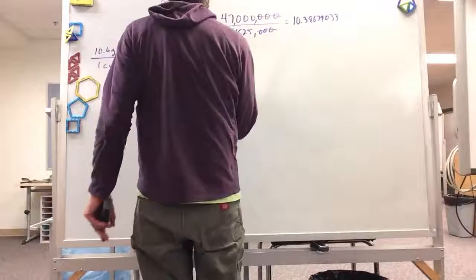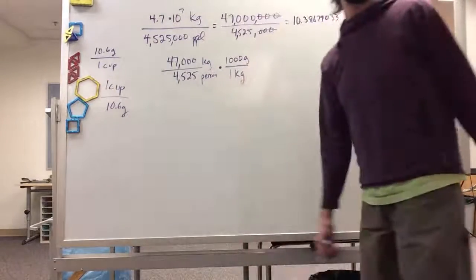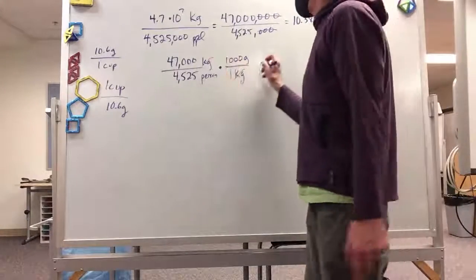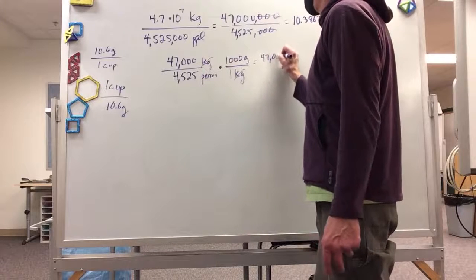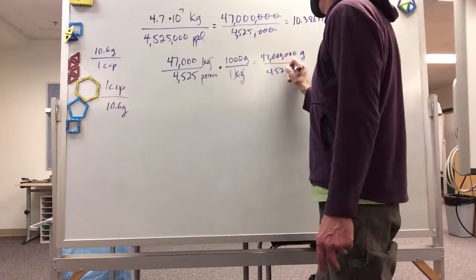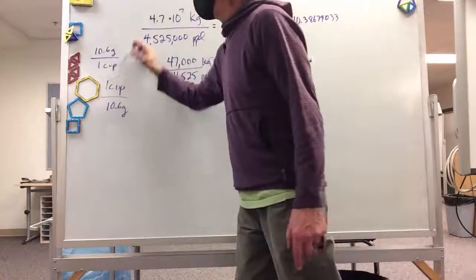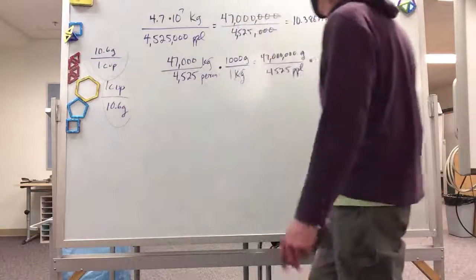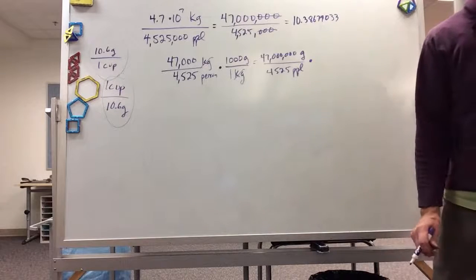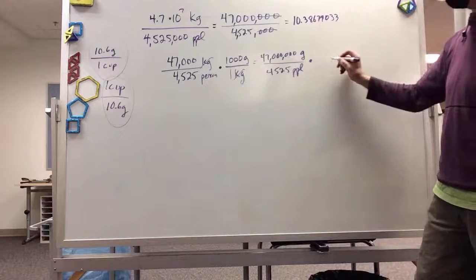Do it like this, 1,000 grams per 1 kilogram. Do a unit conversion like I've taught you. The kilograms cancel. Now it's 47 million grams per 4,525 people. And now we're going to multiply by one of these two to get cups up on the top, because then we'll have cups per person. So which of those, the top one or the bottom one, do you multiply by?